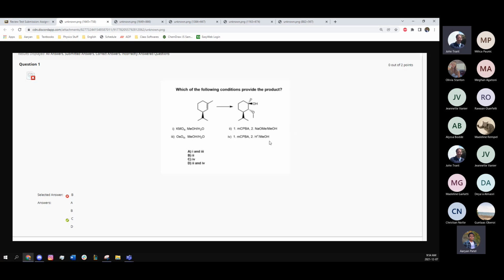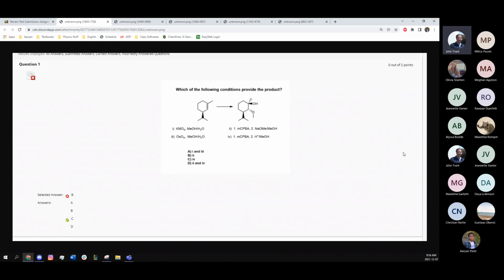under basic conditions. Sorry, just give me a second. Oh yeah, sorry. Because I think the question's wrong. Selected answer B, correct answer is C. That's 4. Yeah, the answer key's wrong. I'm changing the answer key right now. Okay, cool. It's a typo, so I'm going in and fixing it.